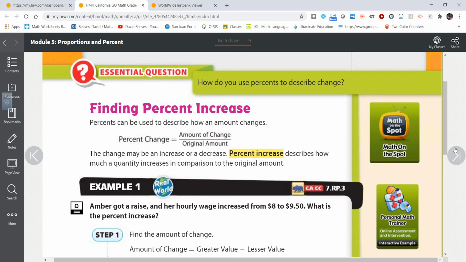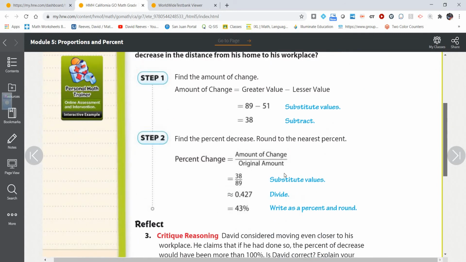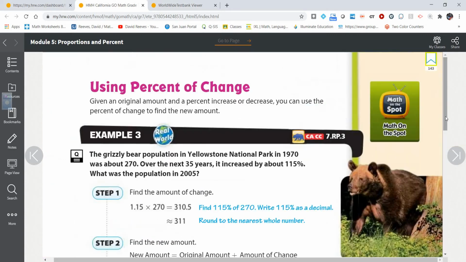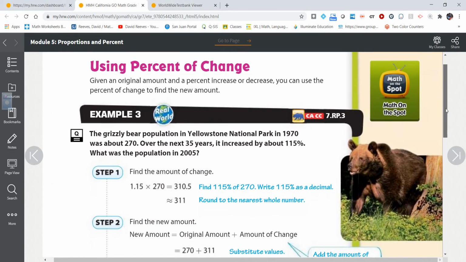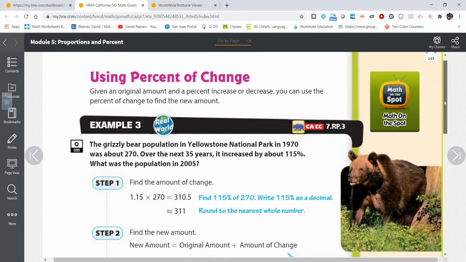So if it went up, it's an increase. If it goes down, it's a decrease. Again, it's a ratio that compares the amount of change, how much it went down if it's decreasing, over the original amount. In the next video we're actually going to be solving those problems, but in this first video I wanted to take a look at the problems which your book calls using a percent of change.